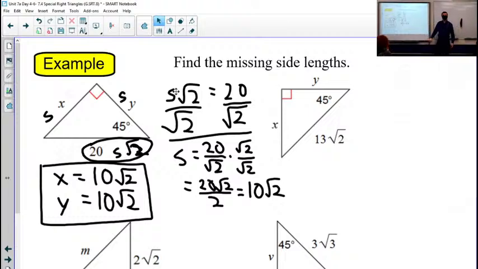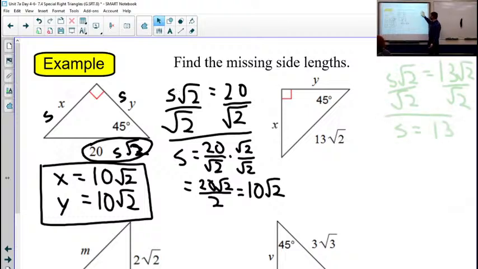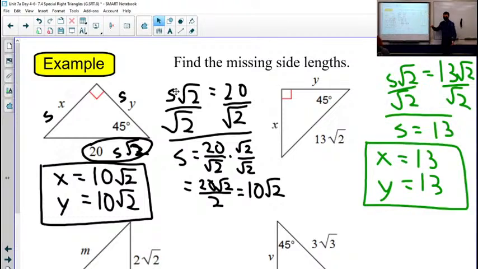This one, most people found fairly easy, so I won't go through it in too much detail. This was the hypotenuse, so this had a square root of 2 attached to it. To get the square root of 2 off of it, we just needed to divide, and they cancel, and it's just 13. They both match, so they're both 13. Done.